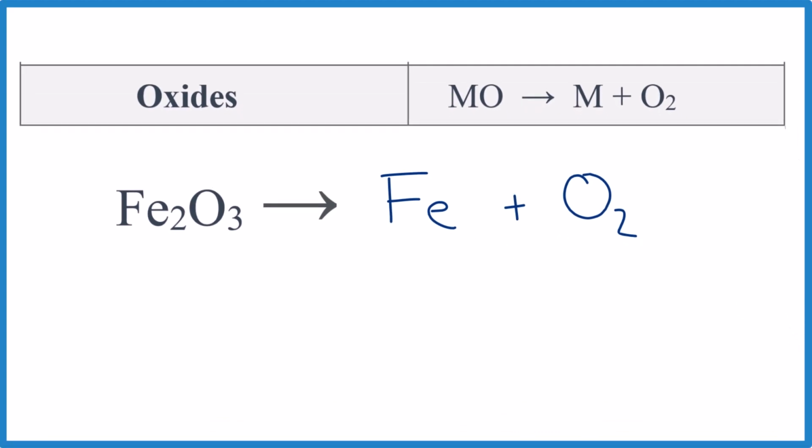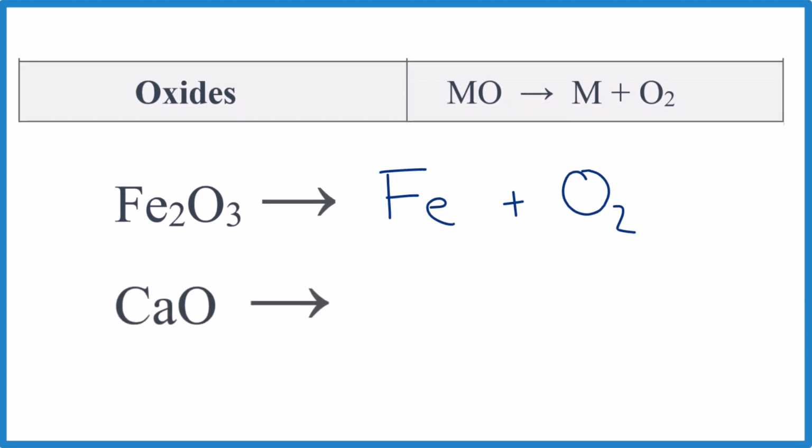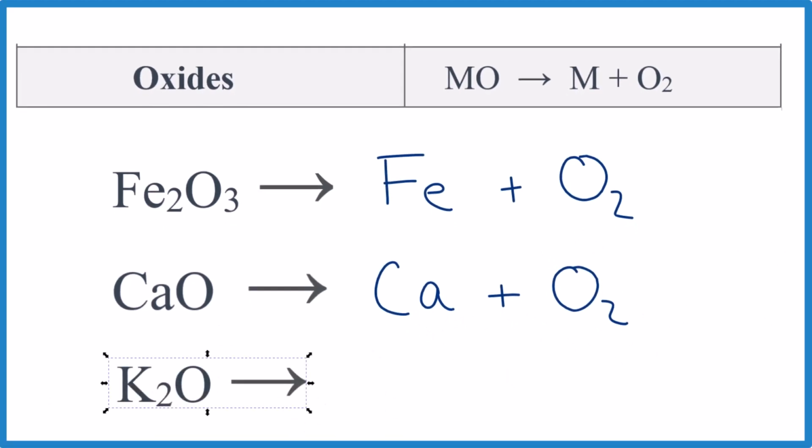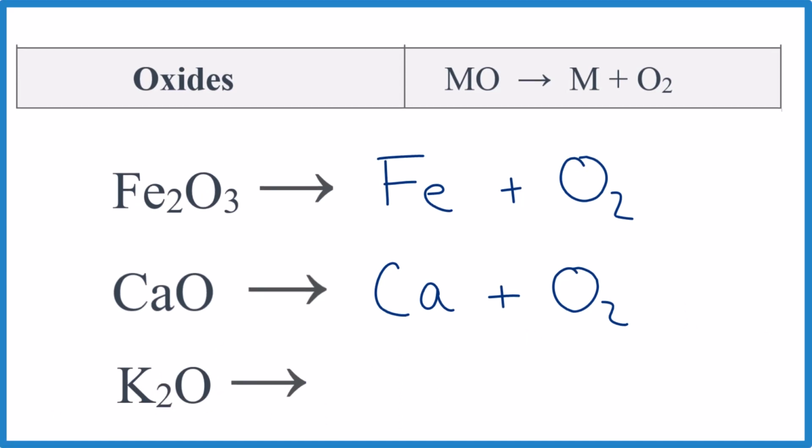Pause, give this one a try. So we have our metal oxide, we get our metal, that calcium metal, plus O2. Done. Let's do one more. These are easy. Pause, give that one a try. So the potassium oxide, that decomposes into the metal, the potassium plus oxygen gas. That's it.